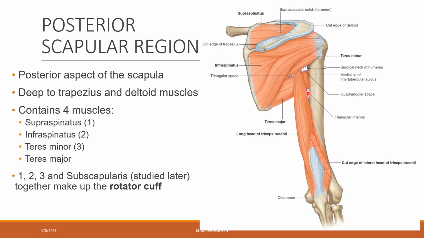So now these two can be very easily confused with each other: triangular interval and triangular space. Notice that the triangular space is more superior as well as more medial than the triangular interval. That will help you with identifying which is which. And why are these spaces important? These spaces are important because neurovascular components, major nerves and major vessels, travel through these spaces. We will see which ones later on.